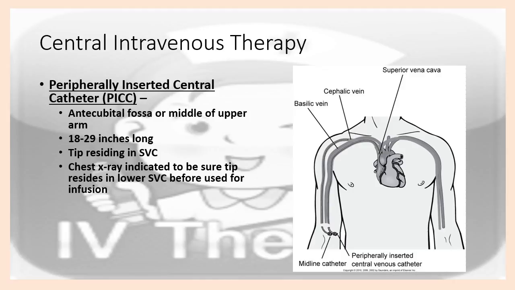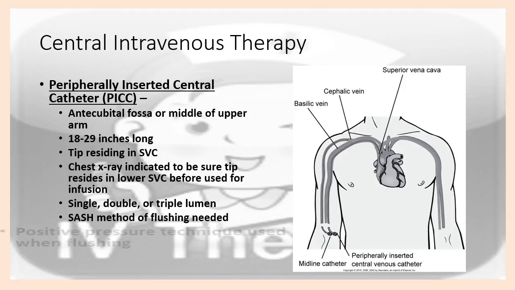A chest x-ray is indicated to be sure the tip resides in the lower superior vena cava before it's used for infusion. It could either be a single, double, or triple lumen PICC line. Generally, a SASH method of flushing is needed. SASH is the acronym for saline, administering medication, saline, and then heparin. And always remember, positive pressure technique is used when flushing.